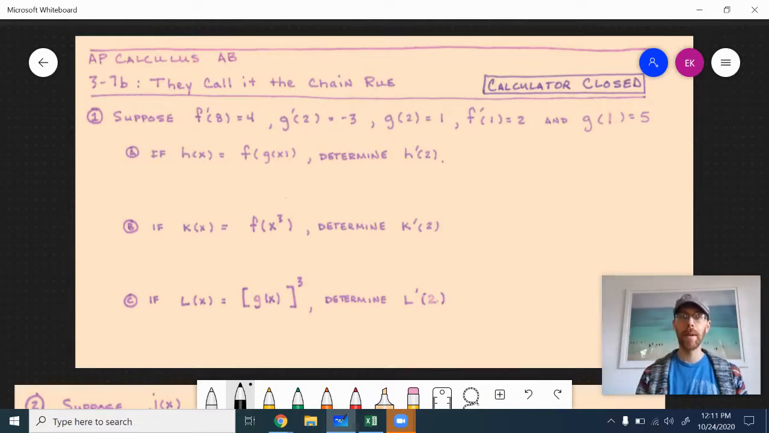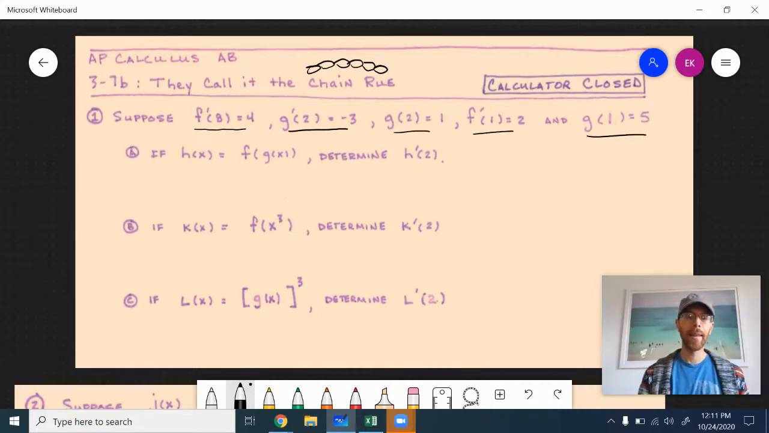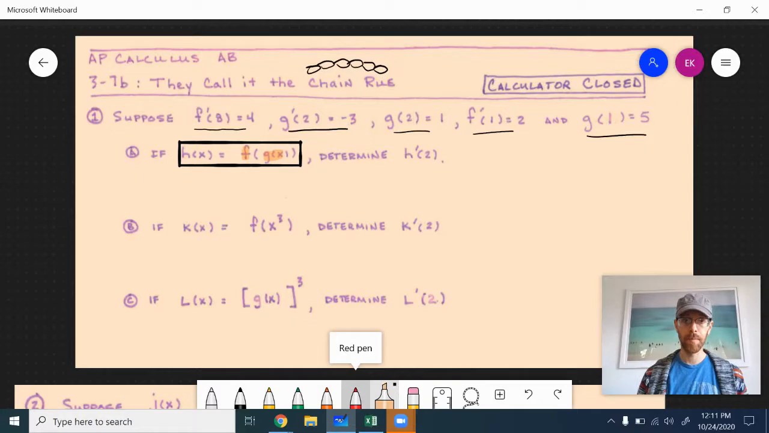Today we're going to keep messing around with my buddy, the chain rule. That's a chain. So let's look at the situation we're in. I've given you a bunch of information here about f prime and g prime and g. We've got a function named Hector, and Hector is equal to Fred of Gary of x. So this is a chain rule situation because we have an inside function and we have an outside function.